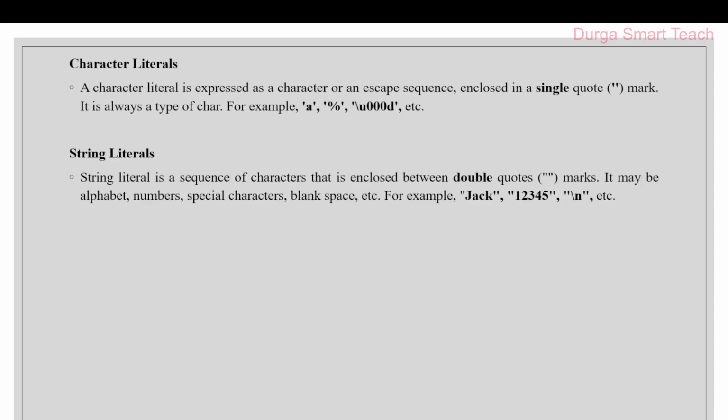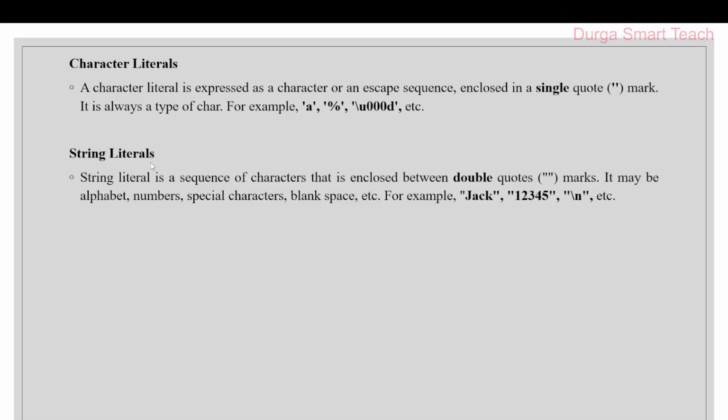The next one is character literal. We all know about the character data type. The character data type only accepts one character, and that character is represented in single quotations. The character literal is expressed as a character or escape sequence enclosed in single quotations. It is always of type char. For example, within single quotations we can mention alphabets or special symbols or any digits.